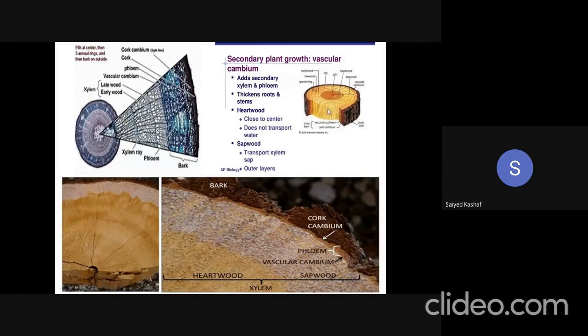Whereas this sapwood, which is lightish yellowish in color, is responsible for the conduction of water and minerals from the root to the leaf. You can see this sapwood and heartwood. There is a difference in the color and the structure. This is the cork cambium, and this is the bark, which is responsible for the formation of the woody texture in the plants.